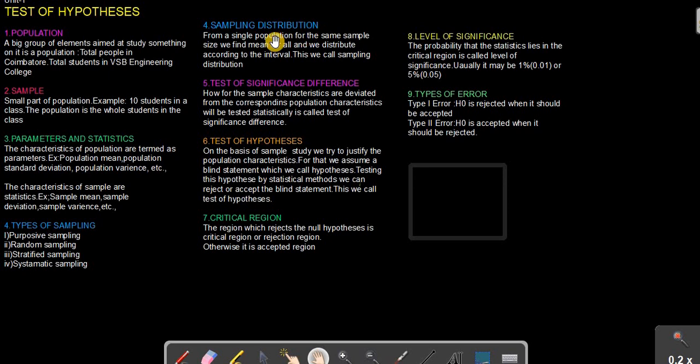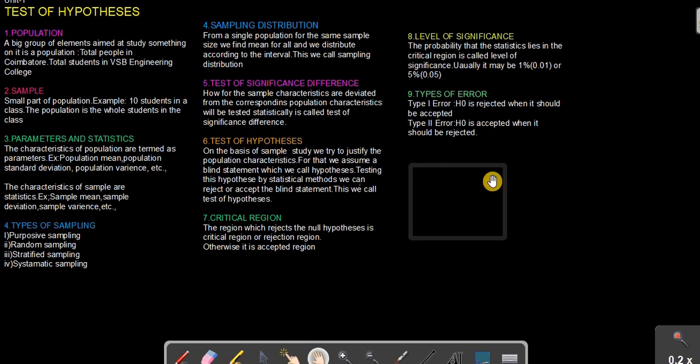Next we studied sampling distribution. Sampling distribution is when, from the same population, many samples are taken with the same size. The sizes of the samples are equal. Then the means of those samples are distributed according to the interval. This is called a sampling distribution.